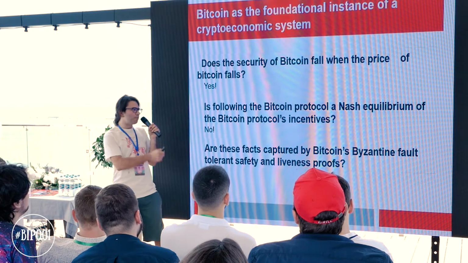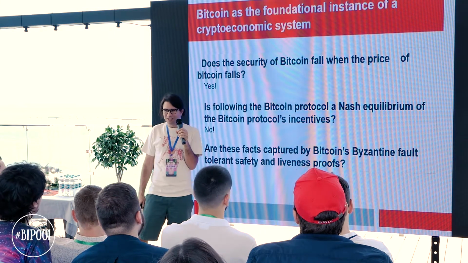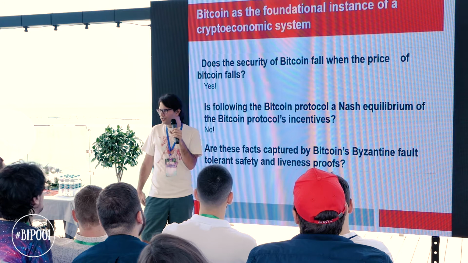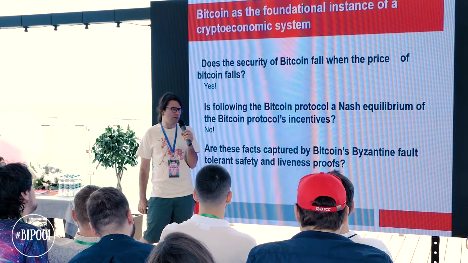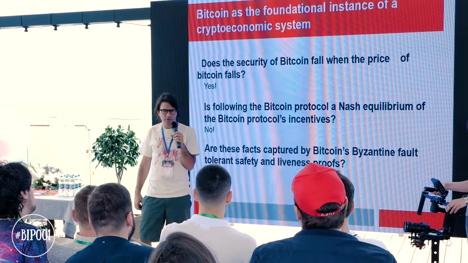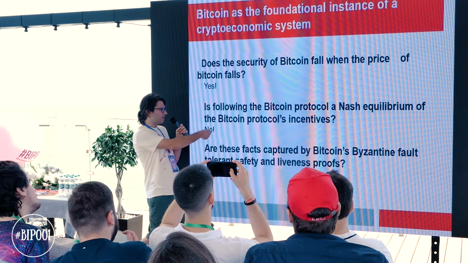Is the Bitcoin protocol a Nash equilibrium of the Bitcoin protocol? Well, it turns out that, no, it isn't. Eyal and Gün Sirer showed in their selfish mining paper that there are rational deviations from the Bitcoin protocol that improve a miner's performance. And so Bitcoin is actually in some way not incentive compatible.